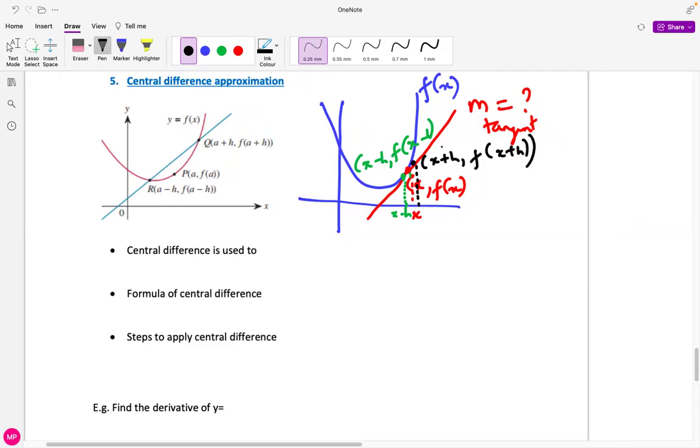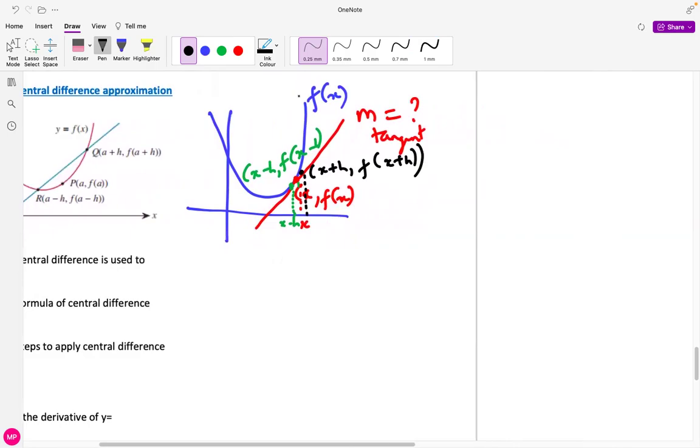Now, those 3 points are at the moment different, but they're very close, right? If I want to find the gradient of a tangent, this means that the tangent only touches the curve at one point. So for those 3 points to lie on f and also on the tangent, the only possibility is that those 3 points are identical. This means that h has to be 0. This means you don't have any gap in between those 3 points.